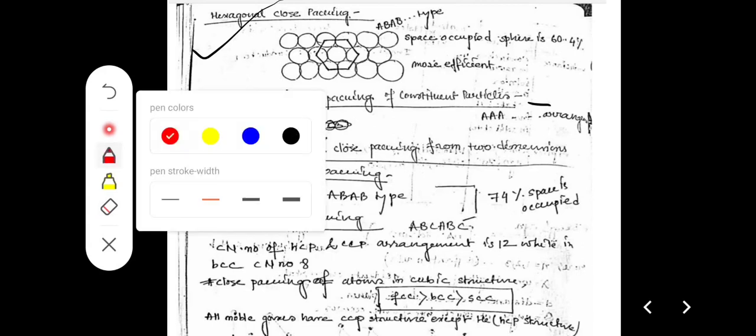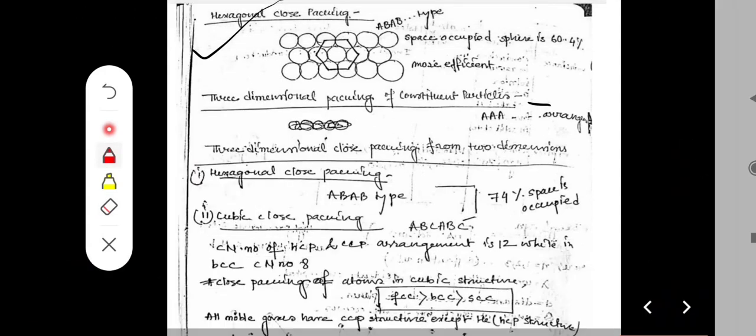Now 3-dimensional packing of constituent particles, that is AAA, in 3 dimensions. Now 3-dimensional close packing from 2 dimensions. First one, hexagonal close packing, ABAB type, where 74% of space is occupied; that is the packing fraction. And cubic close packing is ABC type. The coordination number of HCP, hexagonal close packing, and CCP, cubic close packing, is 12, while in BCC the coordination number is 8.